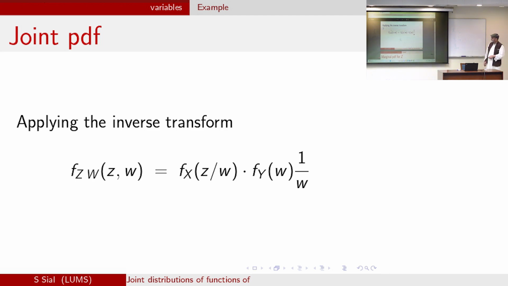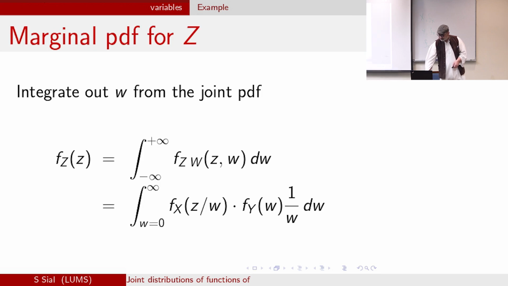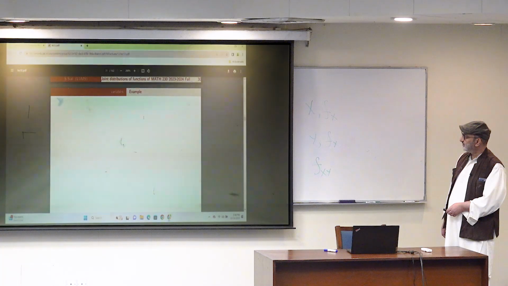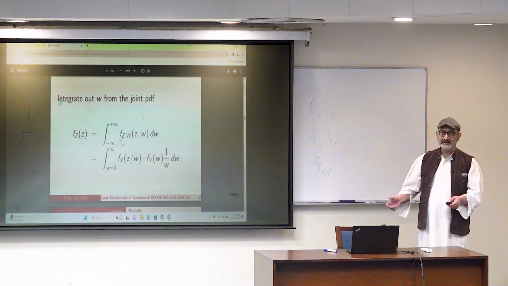We were interested in the marginal PDF for z. How would we get that? Well, we would integrate the joint for z and w with respect to w. We'd integrate the w out, and that would leave us with the marginal for z. We were told that w can't take negative values, so we're going to integrate from 0 to infinity. And since we aren't given any more information about this, this is as far as we can take it.